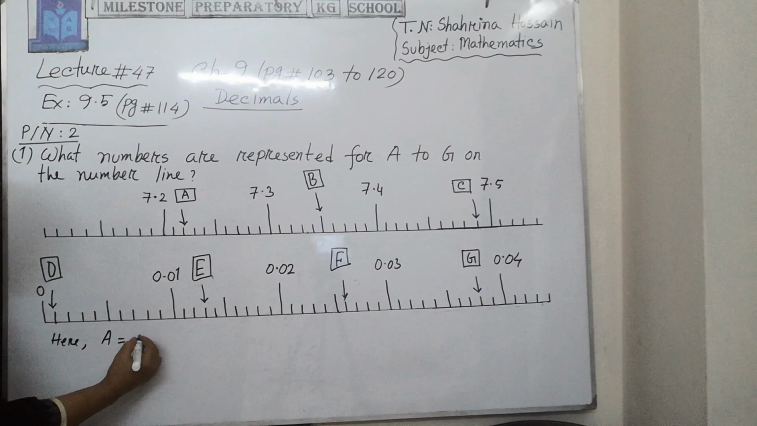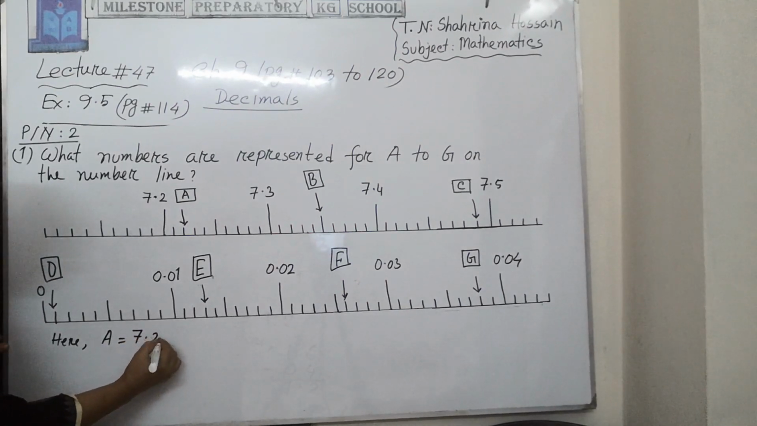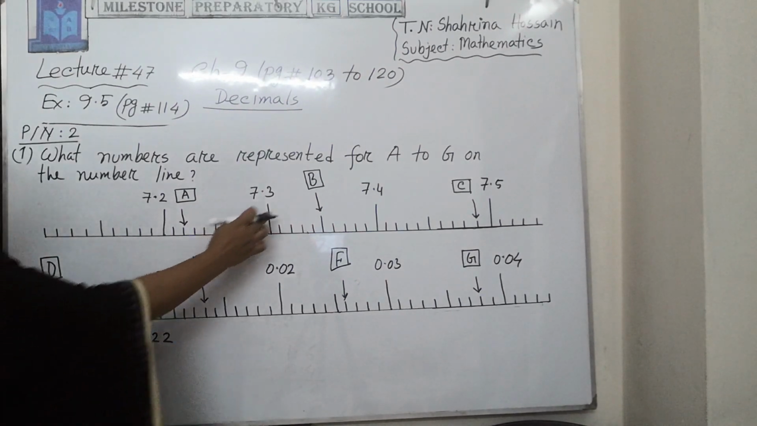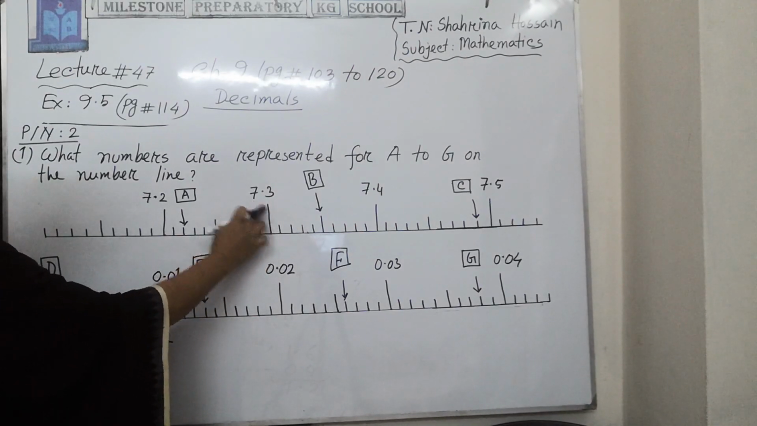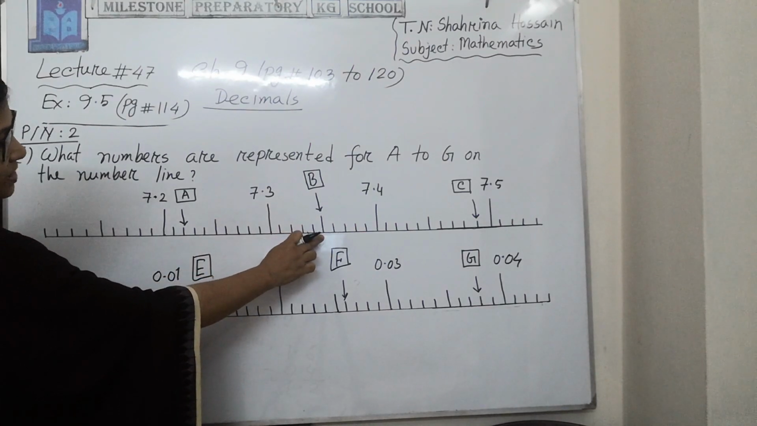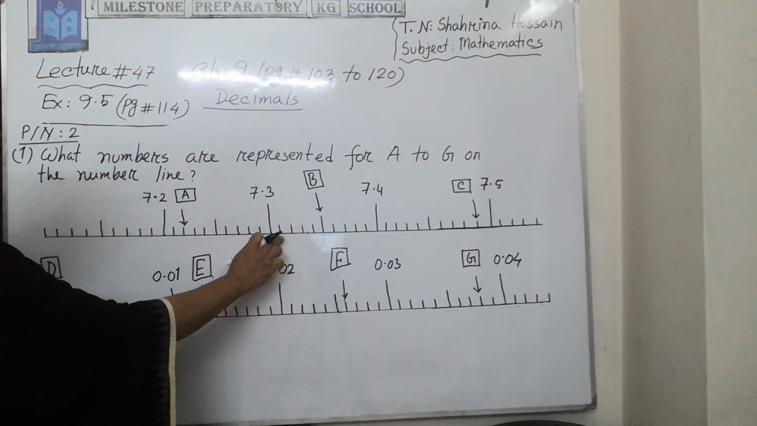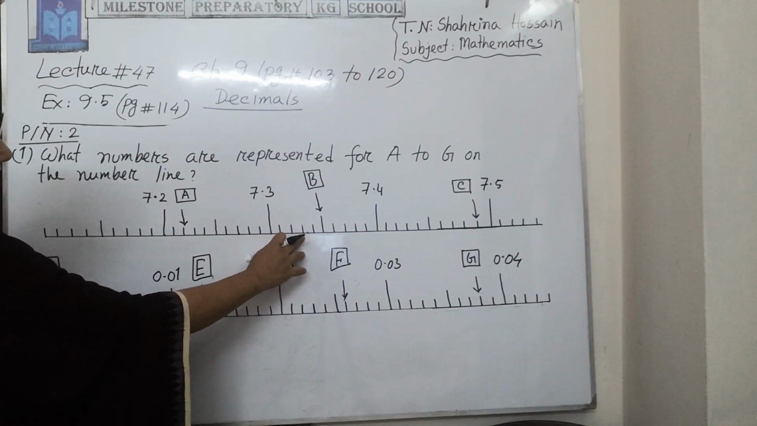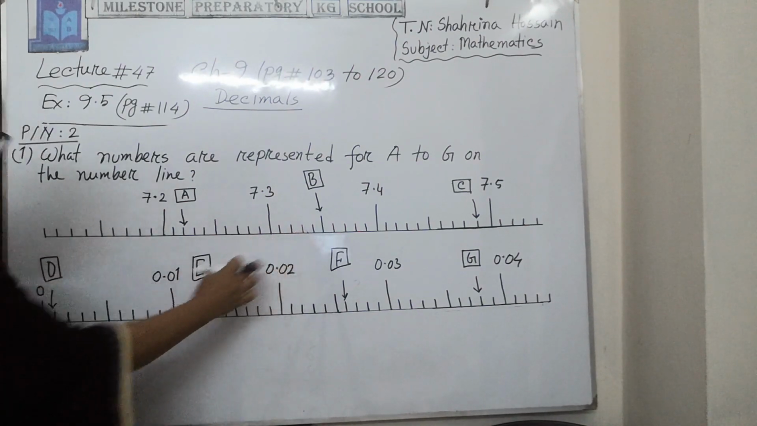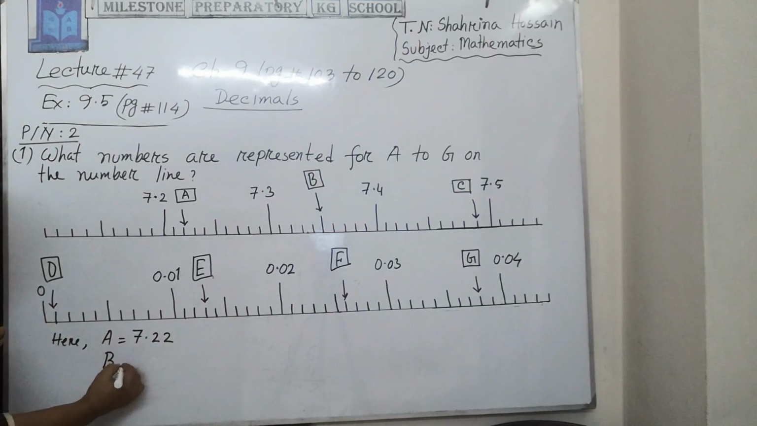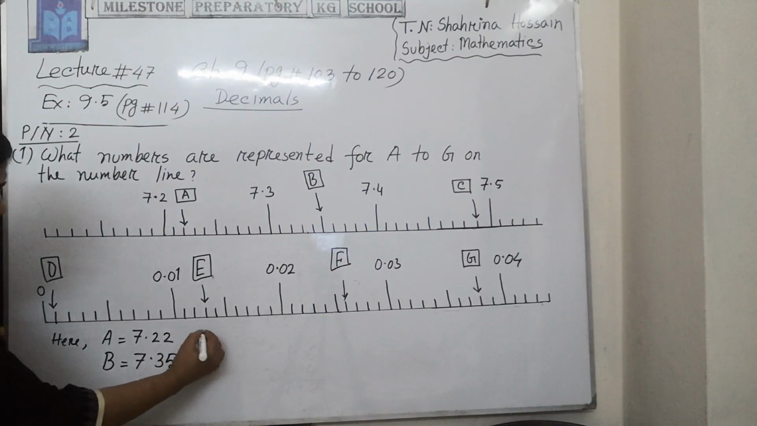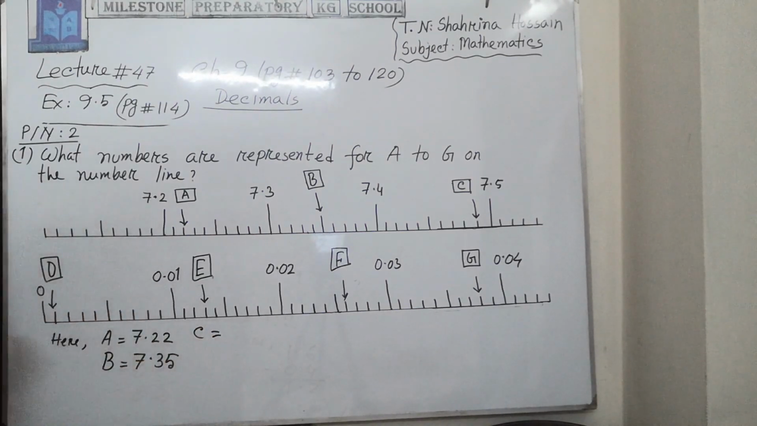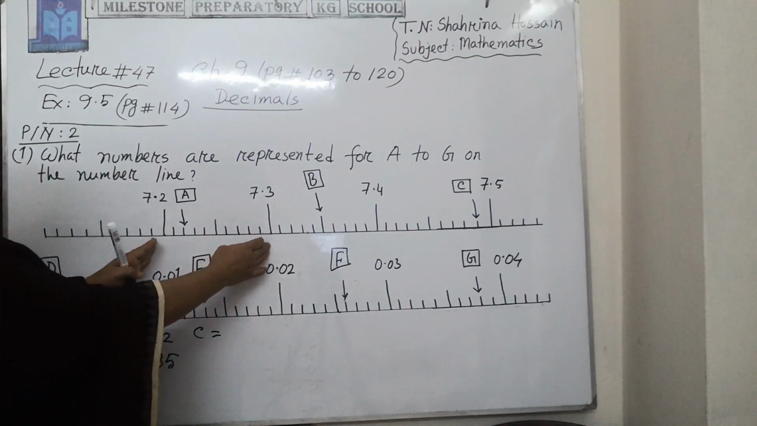So now we write the answer here. A equals 7.22. Now B. See, this line is 7.3. So B's position is 7.31, 32, 33, 34 and at last 35. So B's position is 7.35. Then C. Each and every range is 10.